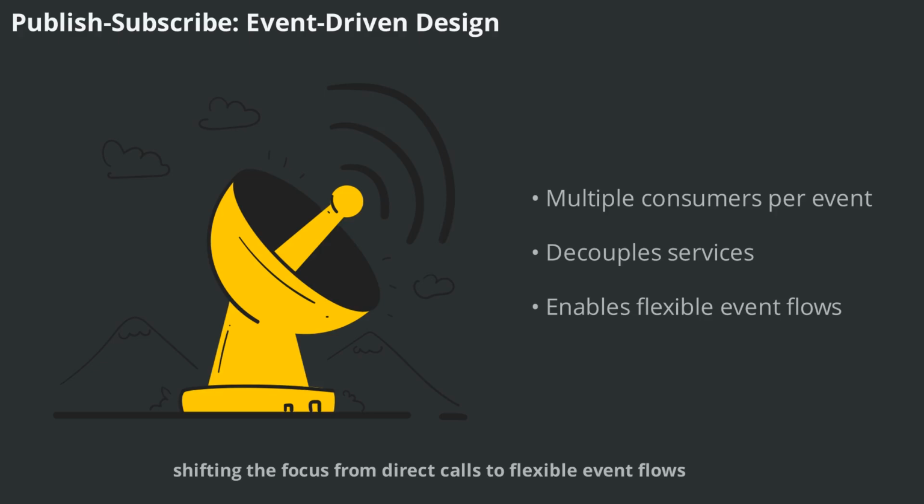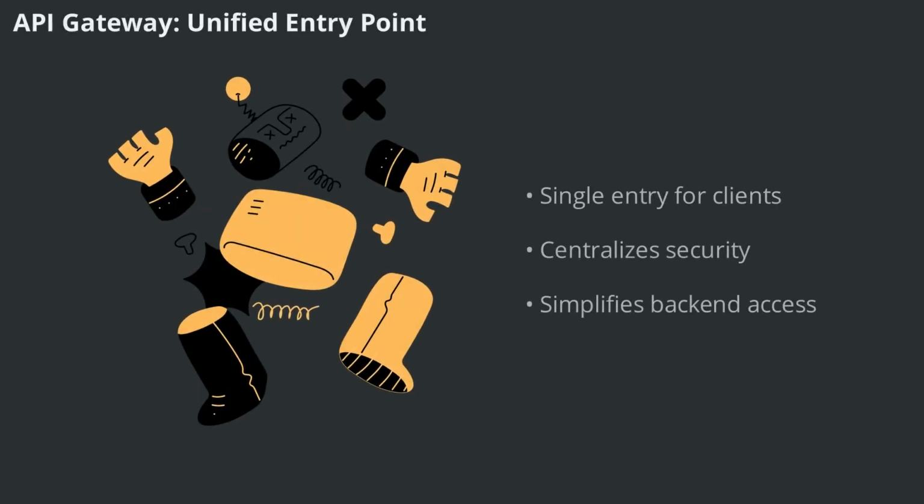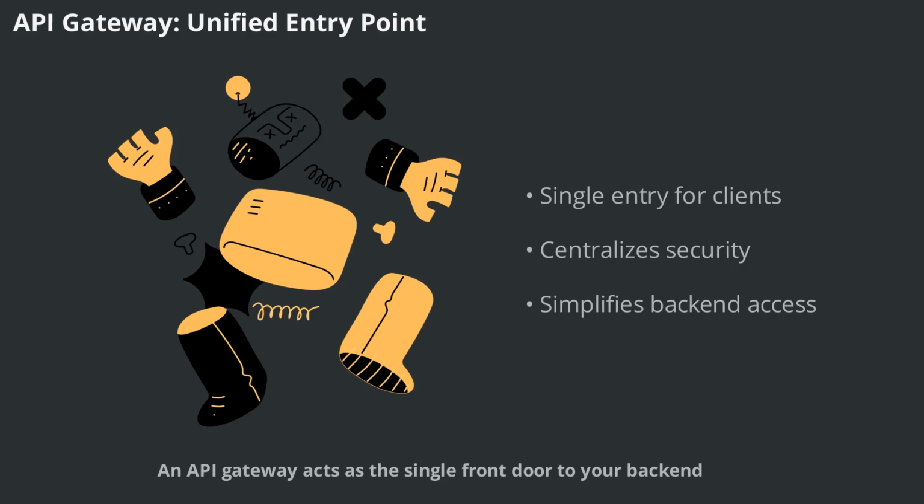An API Gateway acts as the single front door to your backend. Instead of clients calling many services directly, they interact with the gateway, which handles routing, authentication, rate limiting, and more. This simplifies the client experience and centralizes security and traffic policies. Especially in microservice architectures, the API gateway hides internal complexity and provides a stable interface. However, it must be designed carefully as it becomes a critical component. Any issues here can affect the entire system.